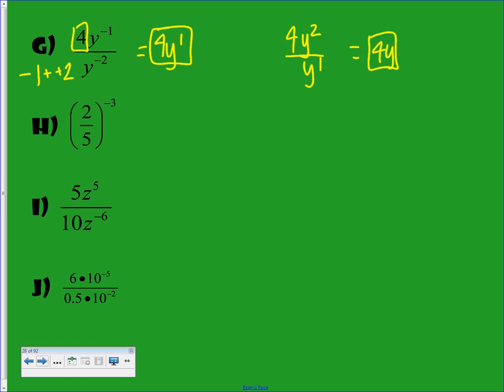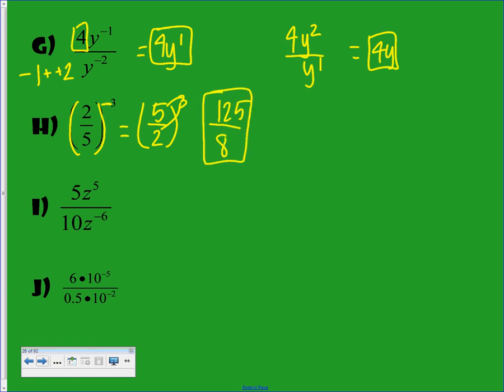Part H, okay, if I have a fraction in parentheses to a negative, I think it's easier to take the reciprocal first. So that's going to be 5 over 2 to the positive 3. Okay, so I took the reciprocal and I got rid of the negative. Okay, so then I have to distribute my third power, so that'll give me 125 over 8. Okay, again, notice that was not 15 over 6. They are exponents, so 5 to the third power is 125, 2 to the third power is 8.